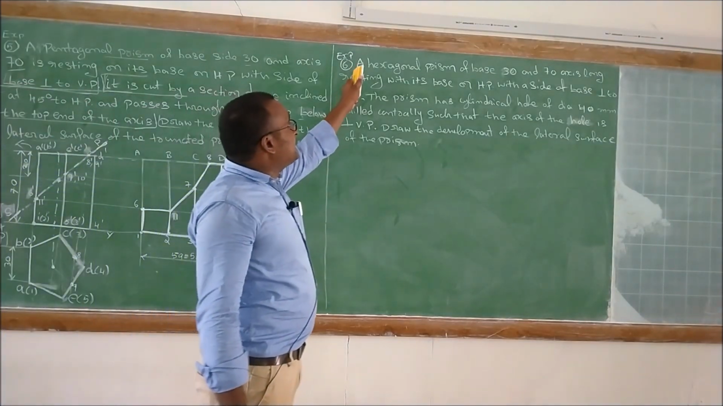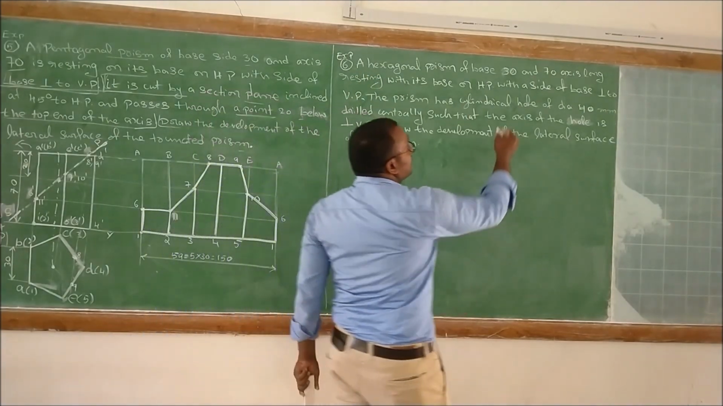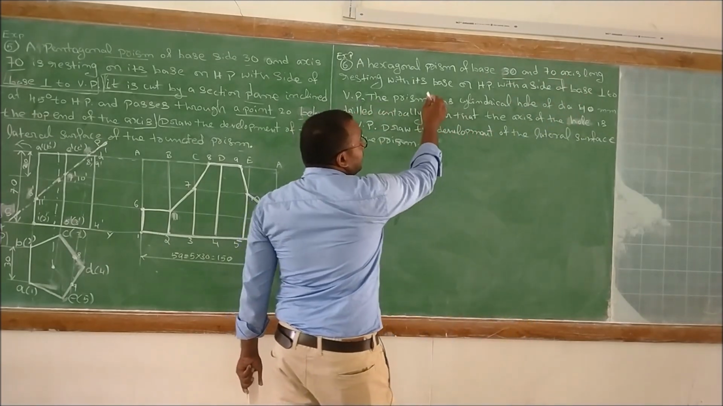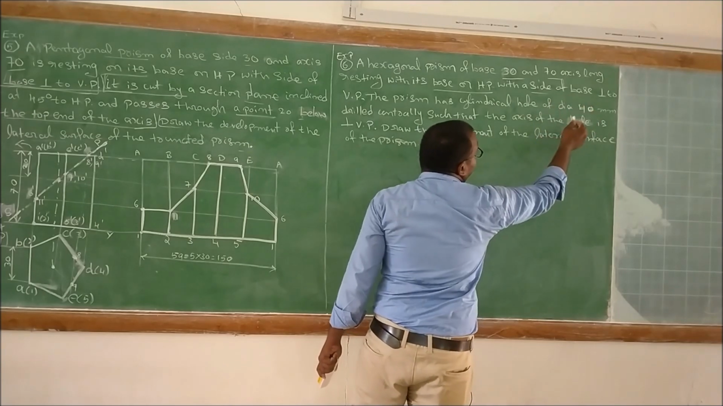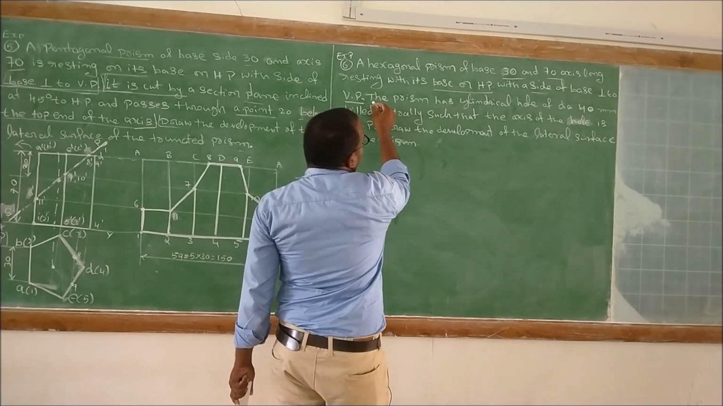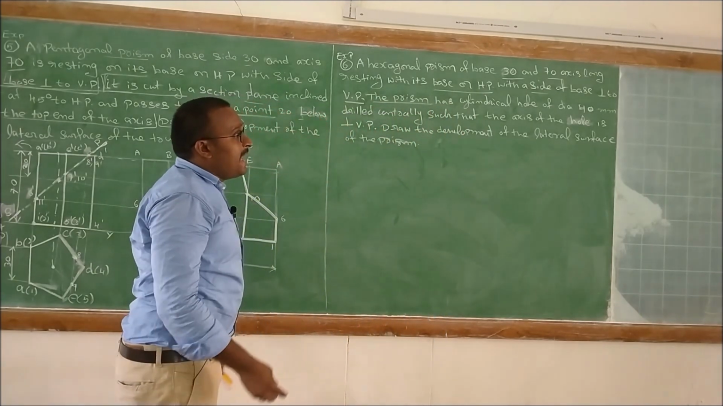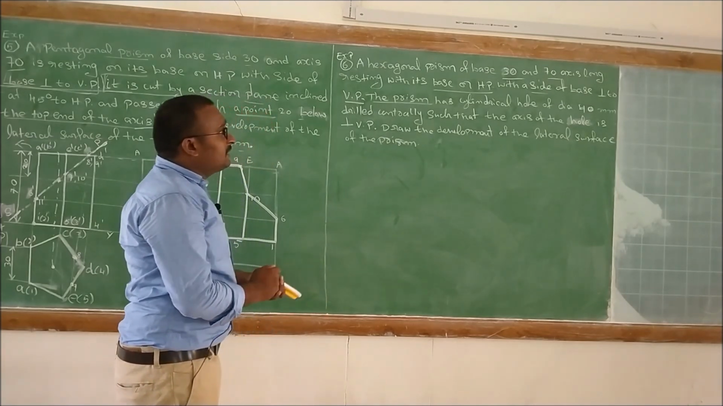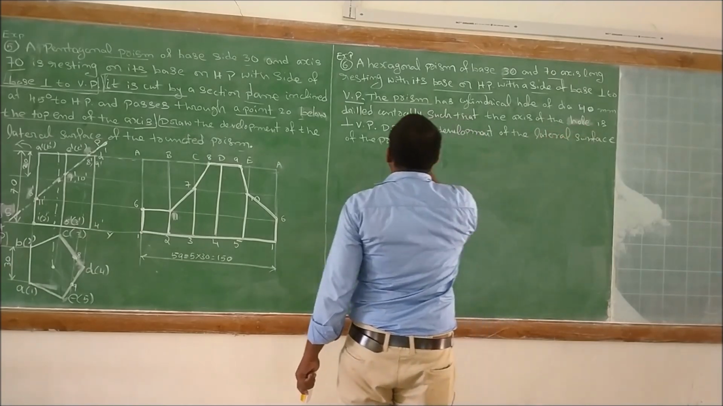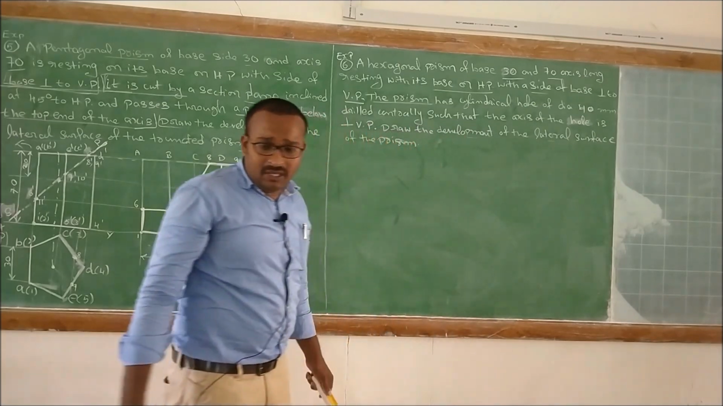And coming to the 6th example. So here is a hexagonal prism of base 30 mm and 70 mm axis long, resting with its base on HP with a side of base perpendicular to the VP. The prism has a cylindrical hole of diameter 40 mm drilled centrally such that the axis of the hole is perpendicular to the VP. Draw the development of the lateral surface of the prism.